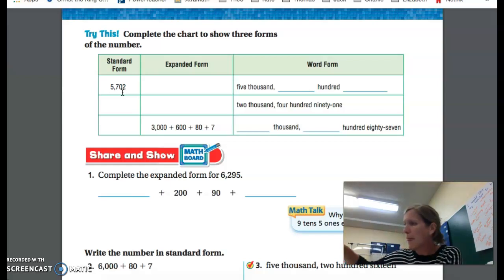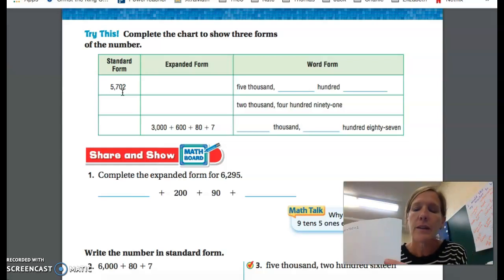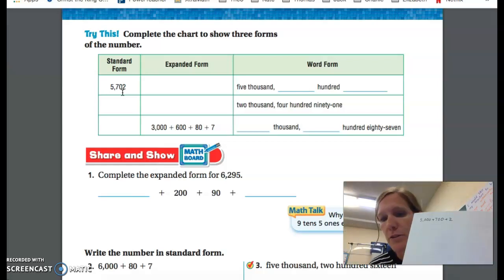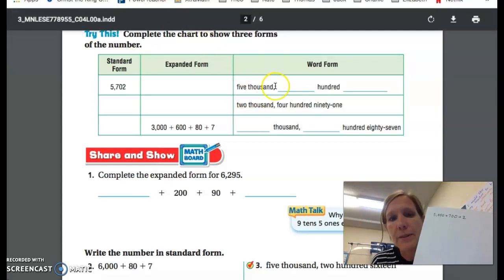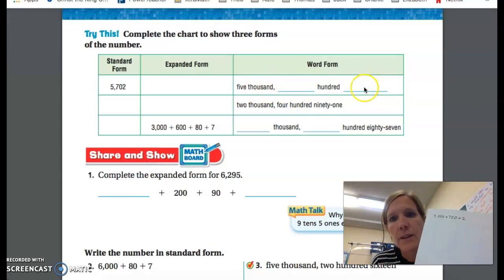All right, so you ready? 5,000 is 5,000 plus 700. You don't need to write anything for 0, and then we have a 2. 5,702. Can you see that? I don't know that you can see that very well. 5,702. That would be expanded form. Word form. We're going to fill in 5,000 blank 100. 700. What are we going to put on this blank? 2. The word 2. T-W-O. Good.